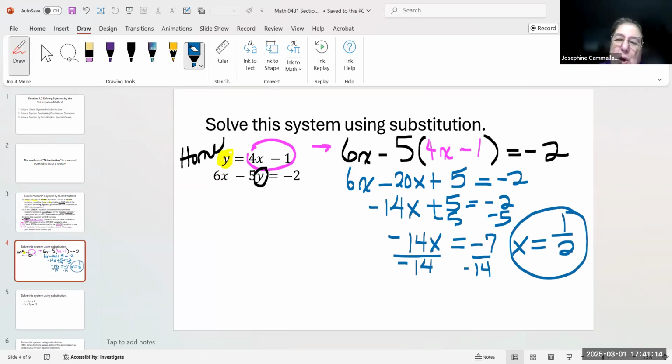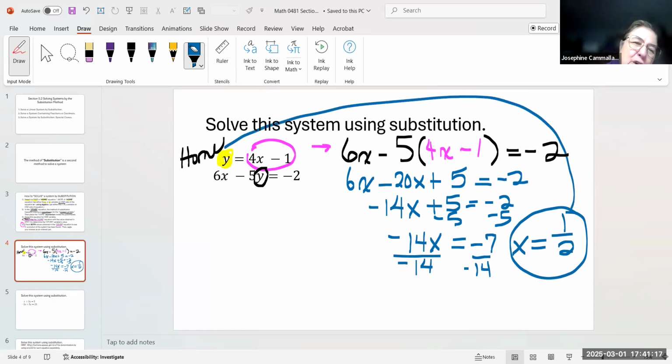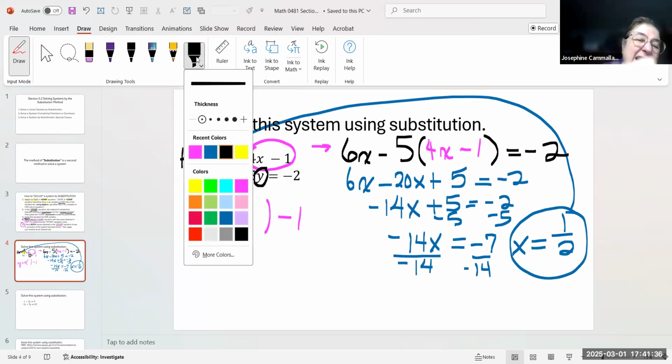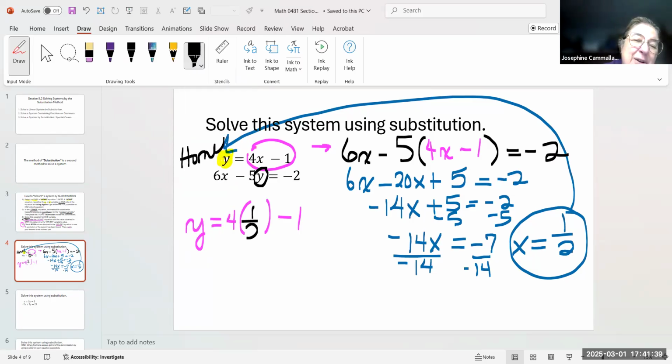Well, remember, we now have to return home because we have got to find the y value, which means I write y is equal to 4. Now this time I'm going to put a parentheses minus 1. And inside that parentheses, I'm putting 1/2. Well, this will give me y is equal to 2 minus 1, or y is 1.